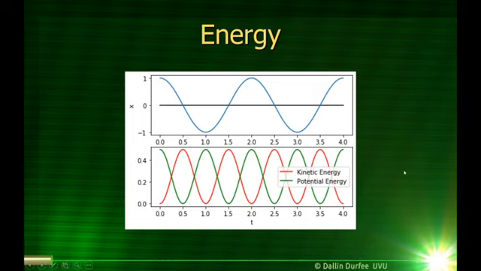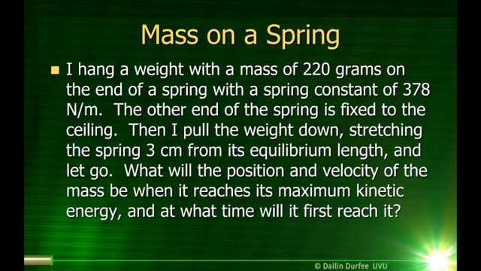So here's a problem we can work now. I hang a weight with a mass of 220 grams on the end of a spring with a spring constant of 378 newtons per meter. The other end of the spring is fixed to the ceiling. Then I pull the weight down, stretching the spring 3 centimeters from its equilibrium length, and let go. What will the position and velocity of the mass be when it reaches its maximum kinetic energy, and at what time will it first reach it?